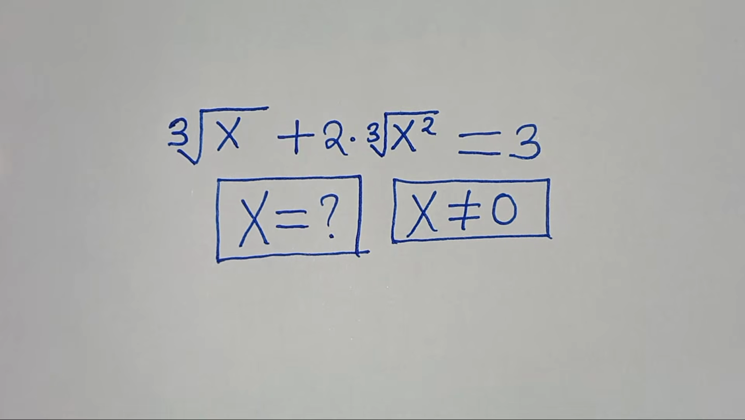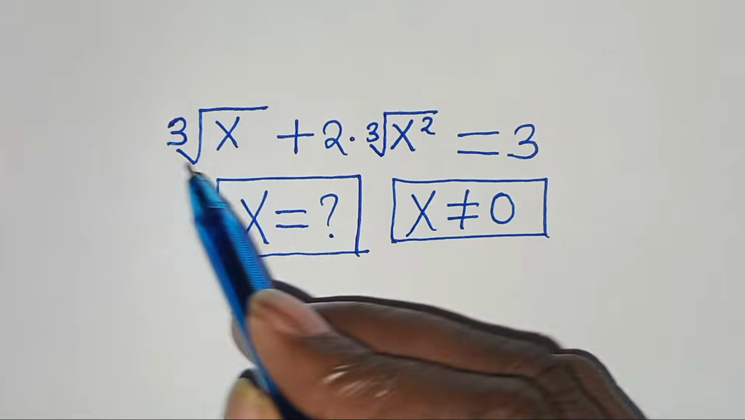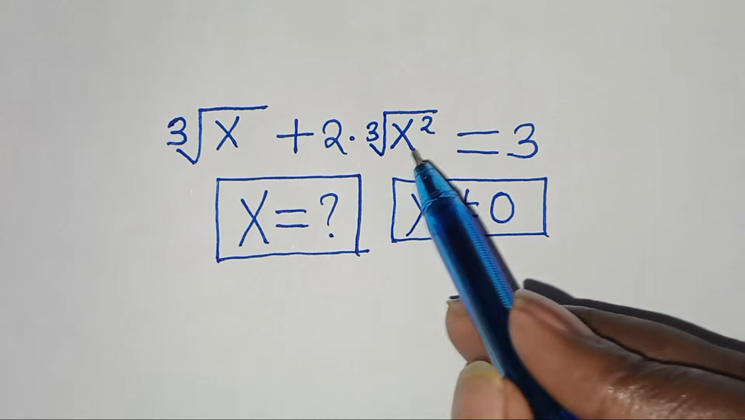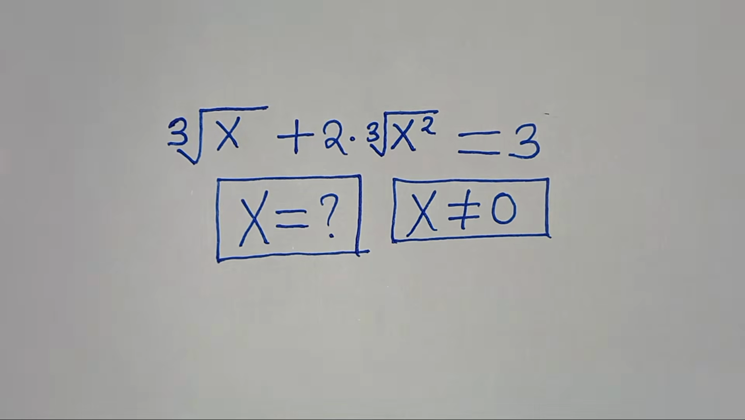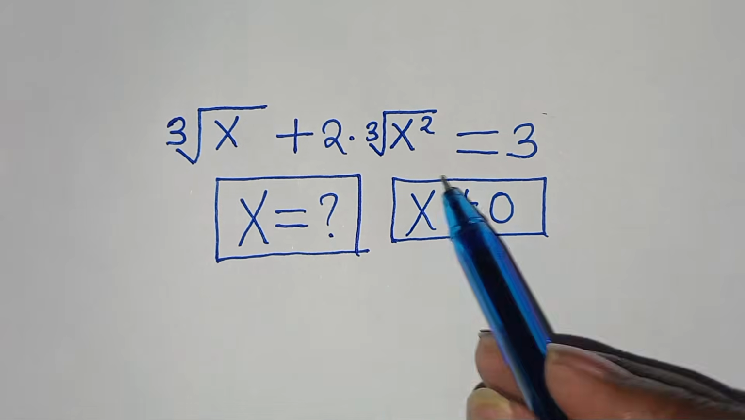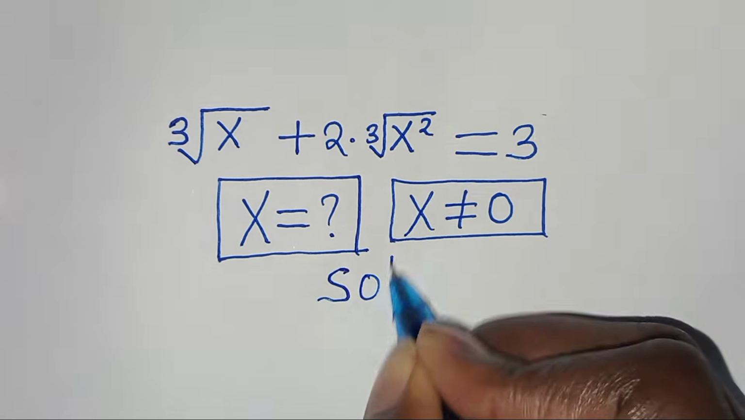Hello everyone, you're welcome to solve this nice algebra problem: the cube root of x plus 2 times the cube root of x, all to the power of 2, is equal to 3. So what is the value of x given that x is not equal to 0? Let's provide a solution from here.